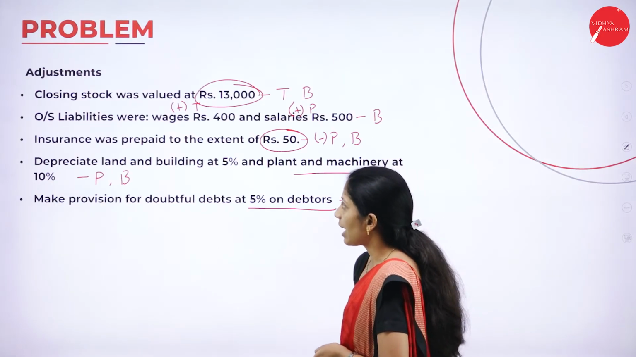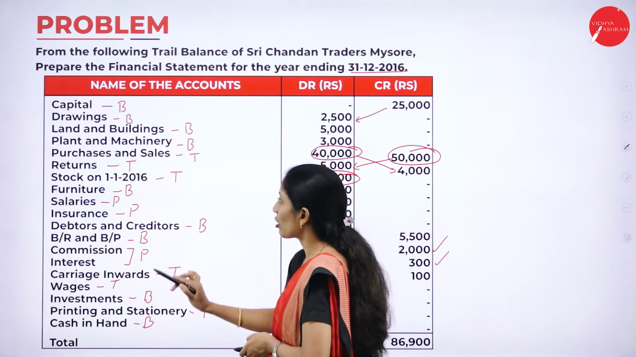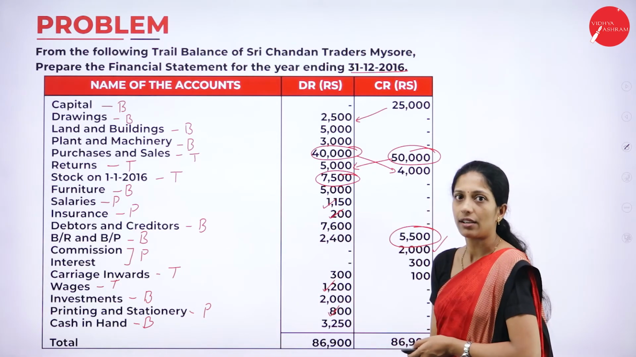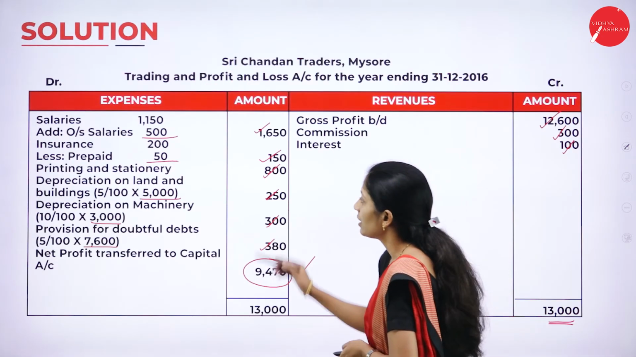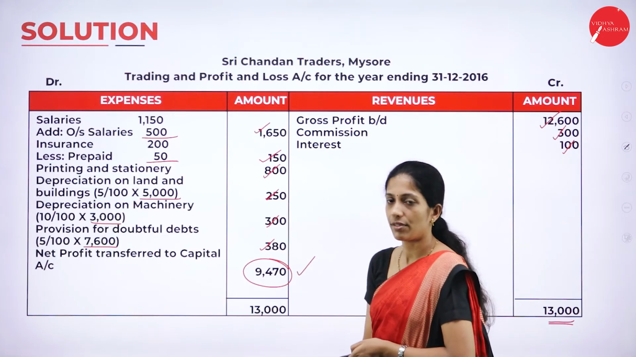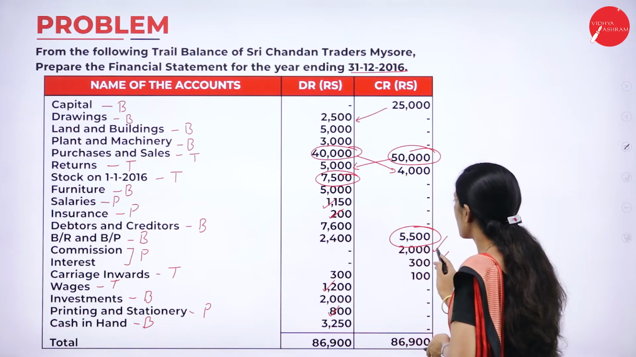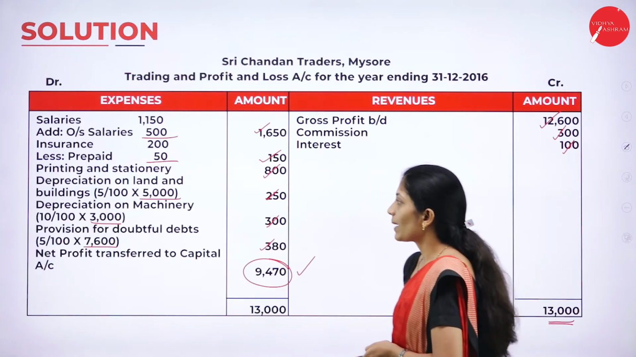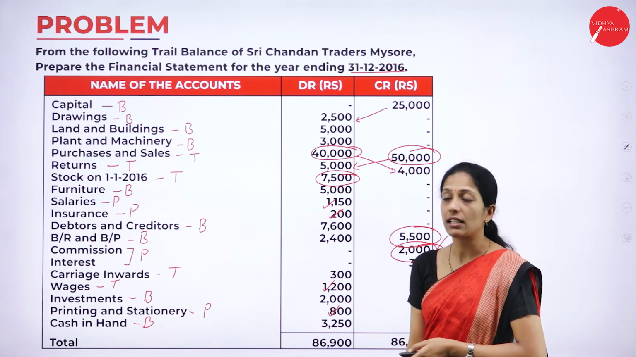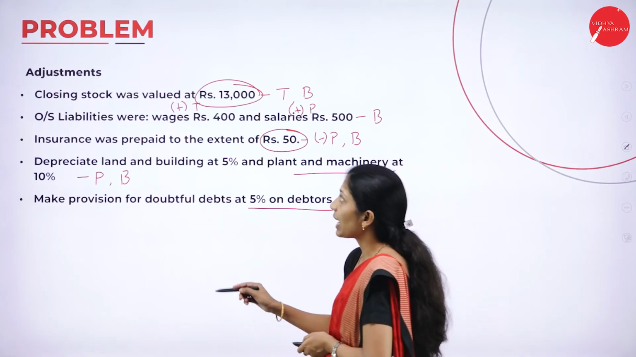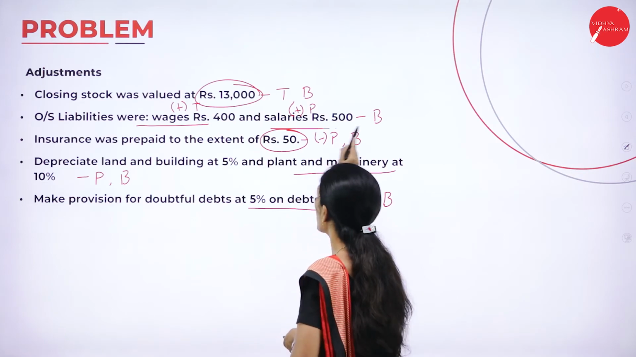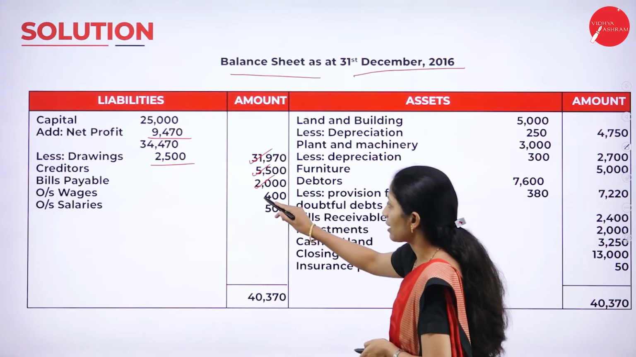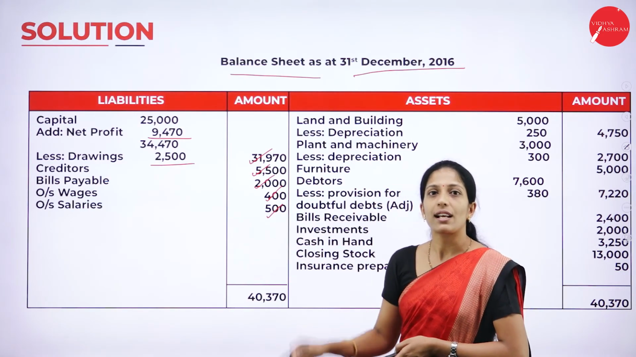Now coming to the next liability. Plant and machinery, these are all assets. Furniture is an asset. Creditors is 5,500, so it's a liability. Record that: creditors 5,500. Next, we have bills payable 2,000. Bills payable is a liability, 2,000. In the trial balance, we don't have any other liability. Now come to the adjustments. We have outstanding liabilities, wages as well as salary, 400 and 500. Record that on the liability side, 400 and 500. So we are done with all the liabilities.